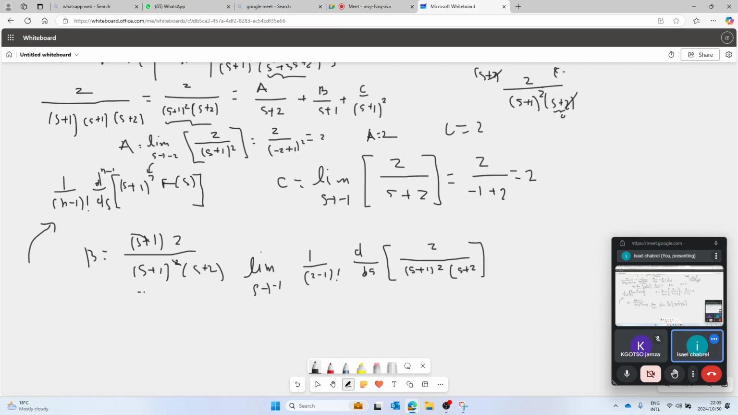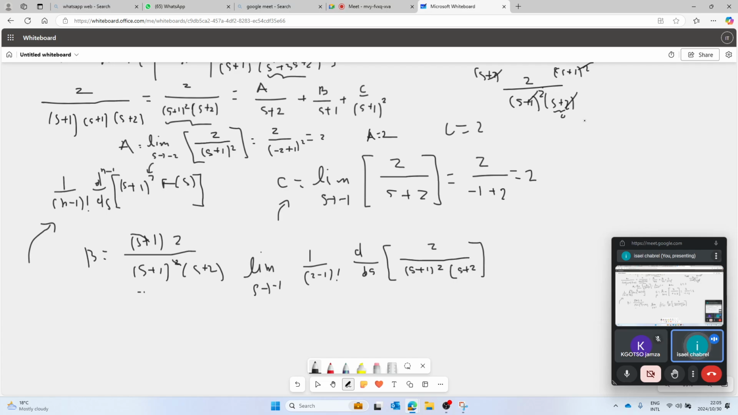If I put s plus 1 squared here, do you agree that s plus 1 squared is cancelling this? Do you see it, Mr. Kotso? Yes, Mr. Ice. It means it is applicable for C.